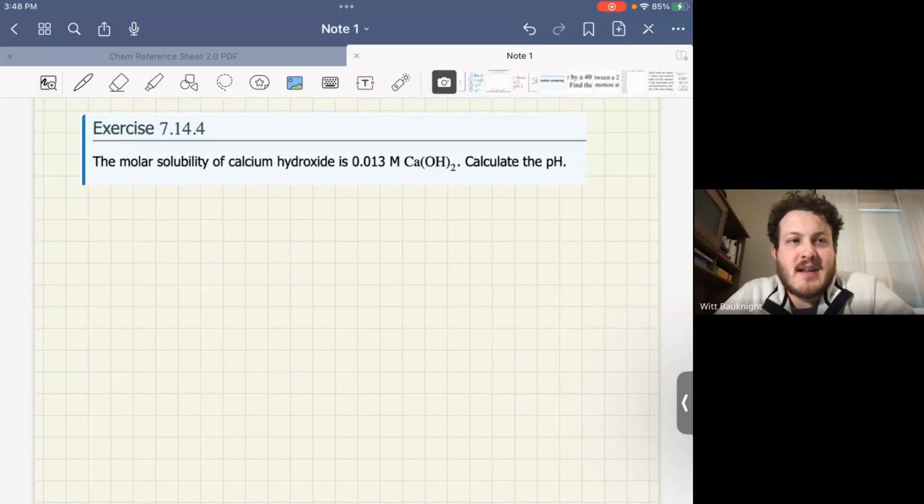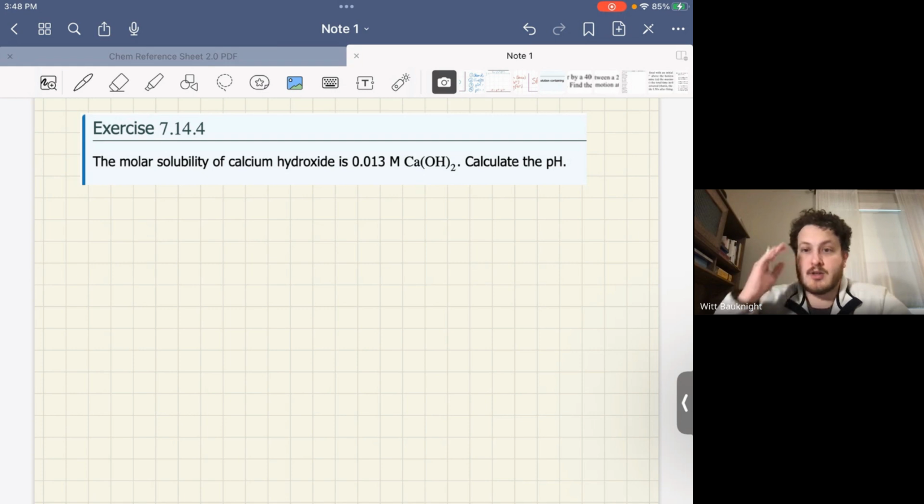Hello everyone. In this video, we're talking about how to find the pH of a strong base. Now, imagine you didn't know it was a strong base, but you just read the question. You say, the molar solubility of calcium hydroxide is 0.013 molars calcium hydroxide. Calculate the pH.